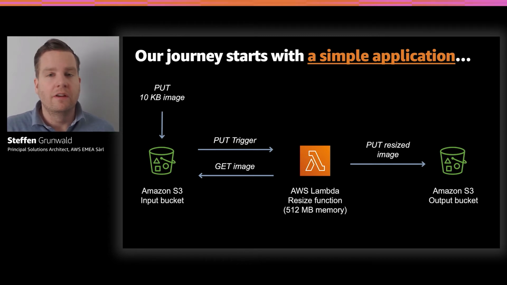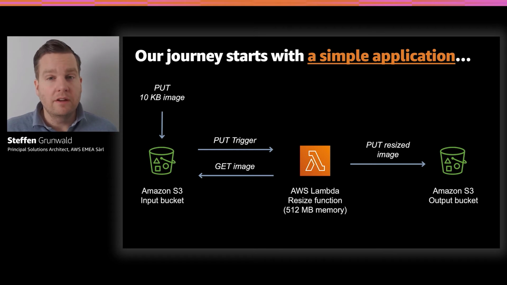This function starts with an upload of an image into S3. S3 triggers the Lambda application and sends a bucket name and an object key. Lambda takes that bucket name and object key, downloads the object, the image, then resizes the image, and afterwards puts the result back to a different bucket.